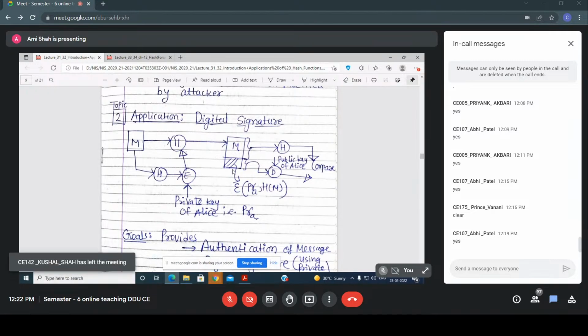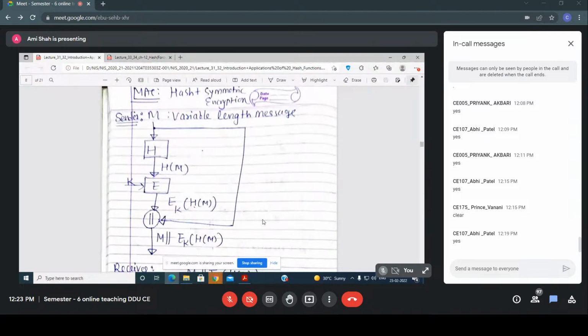Now on Bob's side, with the help of the public key of Alice, the decryption is done, right? When you decrypt it, you get the digest. Again on this message, the hash function is applied, so you get another digest. Now both the digests are compared. If they match, then by using this scheme Alice makes sure that she can say, I have sent this message to Bob. But in the previous case, Bob maliciously cheated Alice, right?